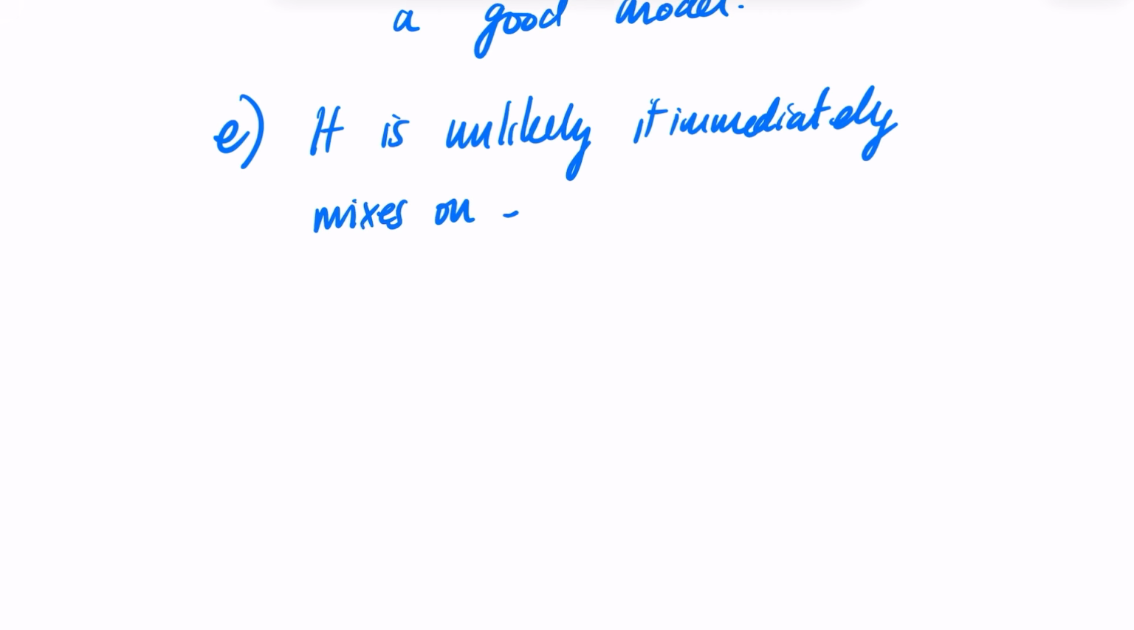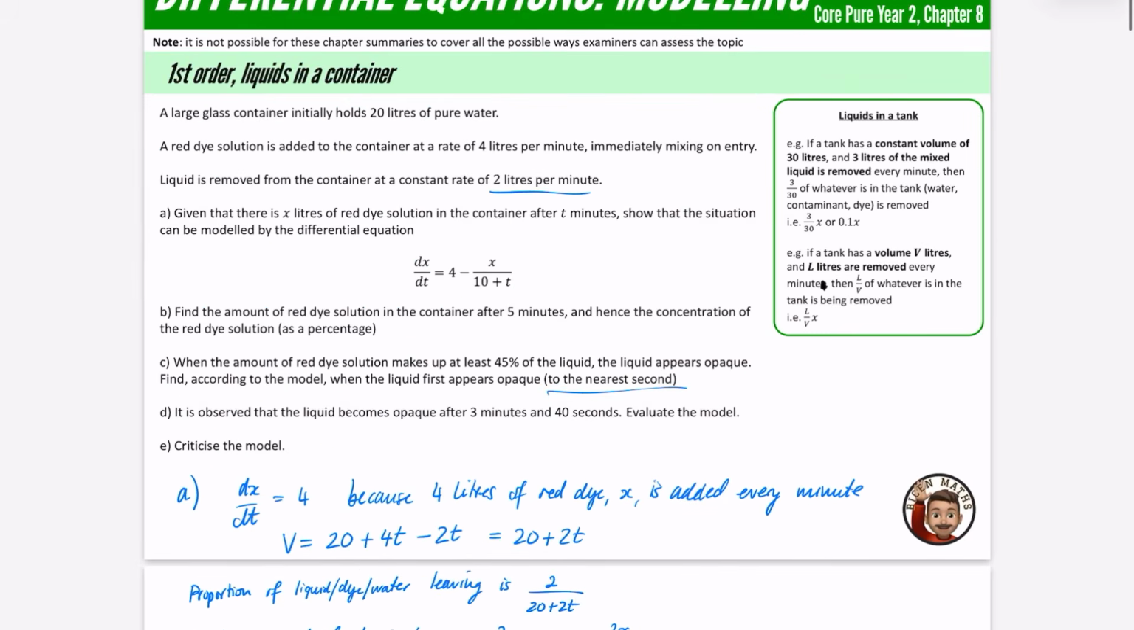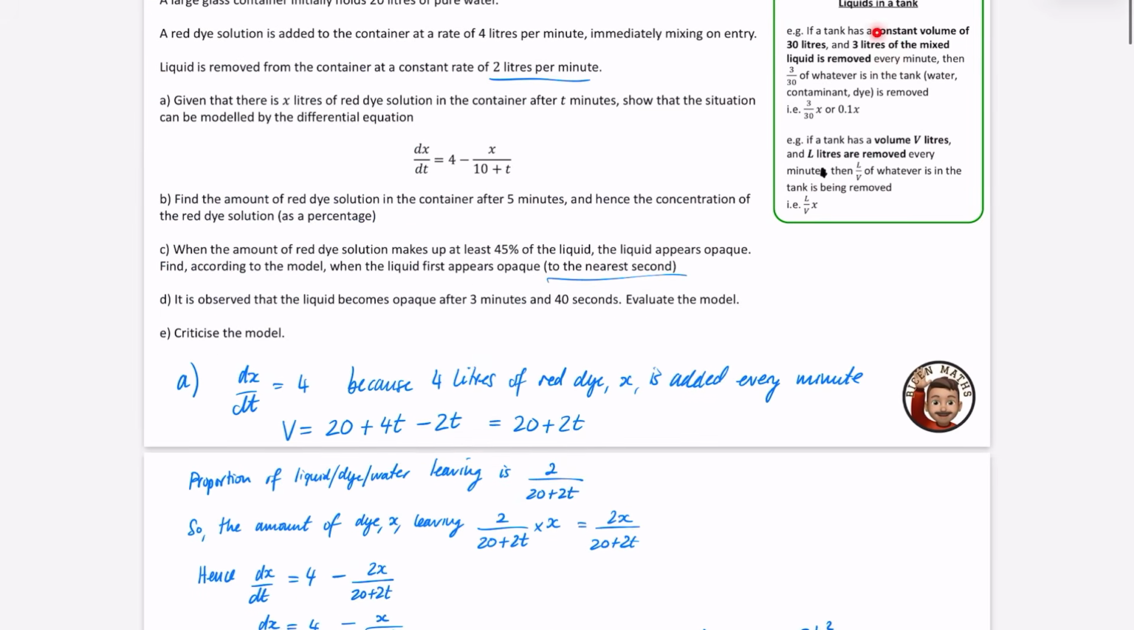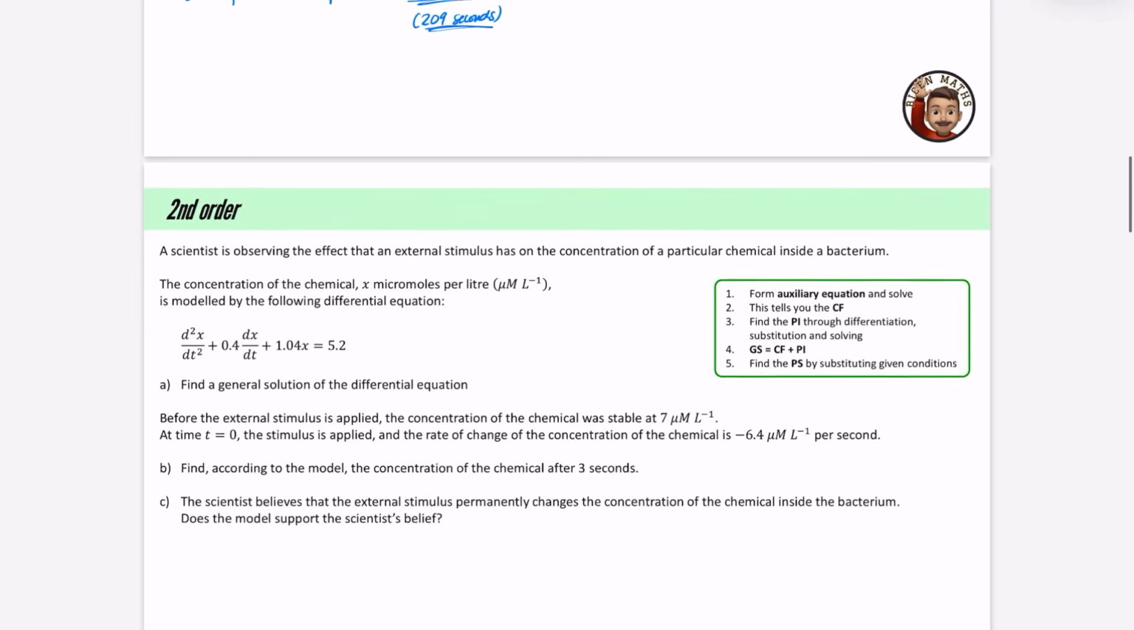There's other things that might be accepted for these kinds of things as well. Wow, what a question. So, modelling with first order, plenty of things to think about here, especially this stuff to do with liquids in a tank. The more you practice them, the more you'll just get used to that kind of style of questions.